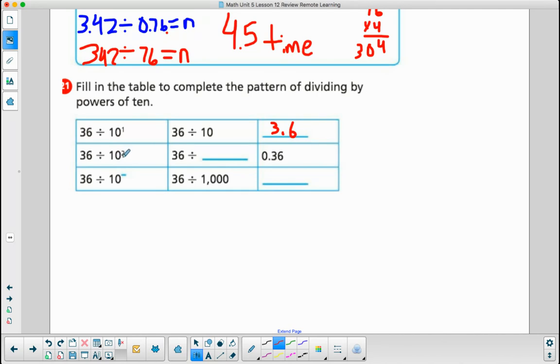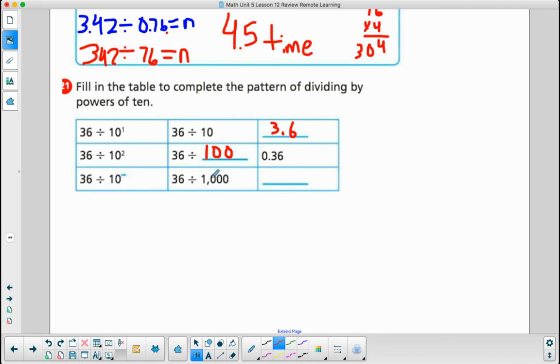36 divided by 10 to the second power. 10 to the second power means 10 multiplied by 10, or 100. And because I have 2 10s, the 2 means I'm shifting each digit 2 places to the right, or my decimal 1, 2 to the left, which gives 0.36, 36 hundredths.